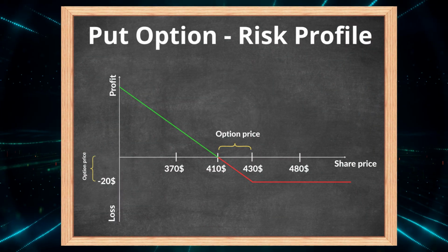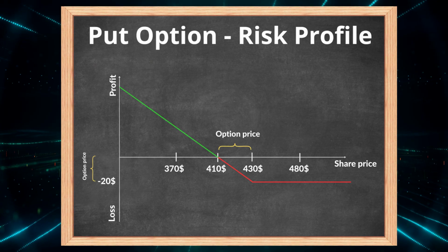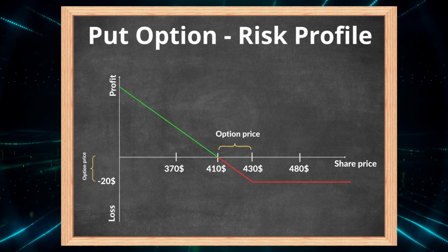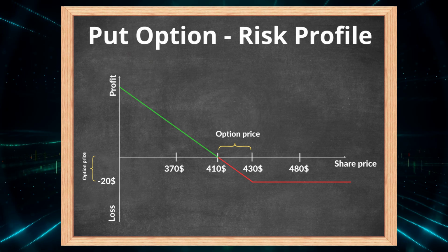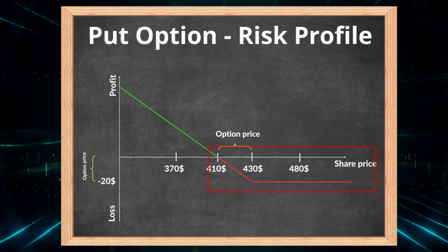Now let's take a closer look at the risk profile of a put option using the example we discussed earlier. This is a chart that shows how the option value and your potential profit or loss changes depending on the price of the underlying asset at expiration. Using our Microsoft put example, we can highlight three key characteristics.